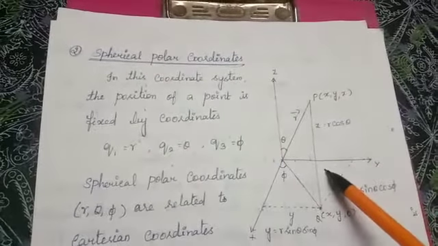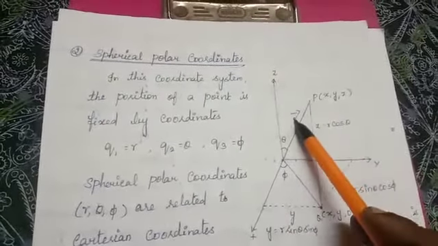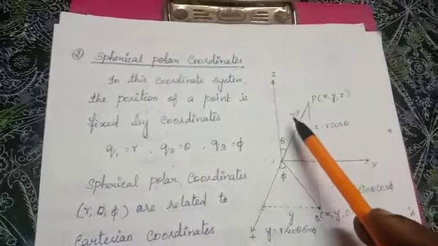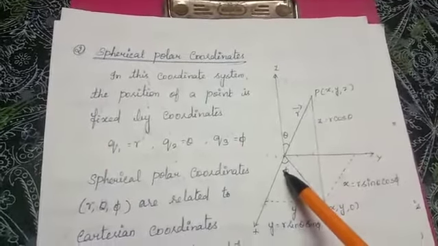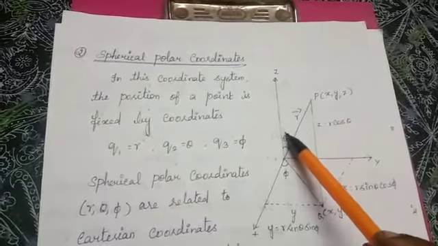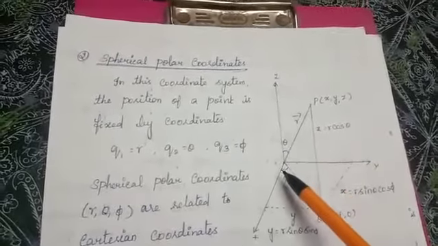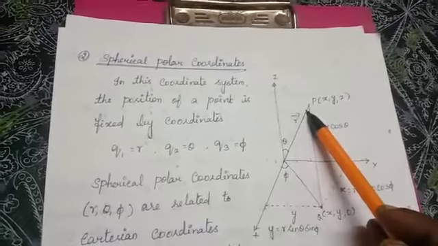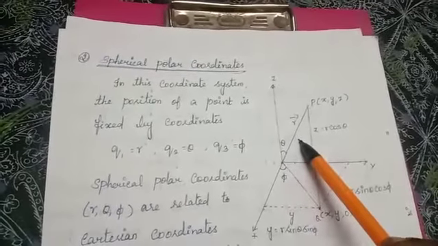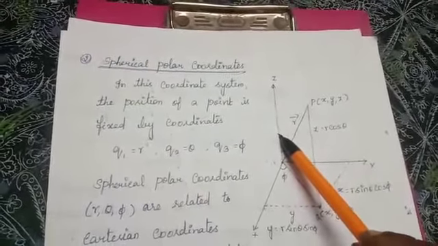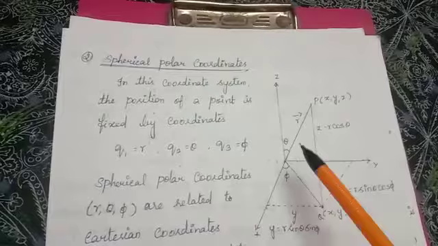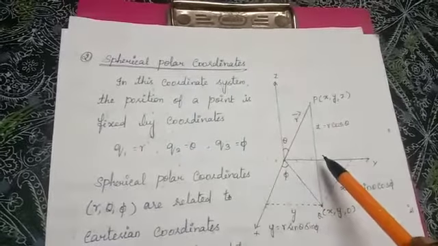In spherical polar coordinate system, for 3-dimensional space, the position of a point is specified by 3 numbers, that is r, theta and pi. So the coordinate of the point P is represented by the radial vector r, which is the distance from the origin to the point. The polar angle theta is the angle the radial vector makes with respect to the z-axis. The azimuth angle pi is measured in the x and y plane.